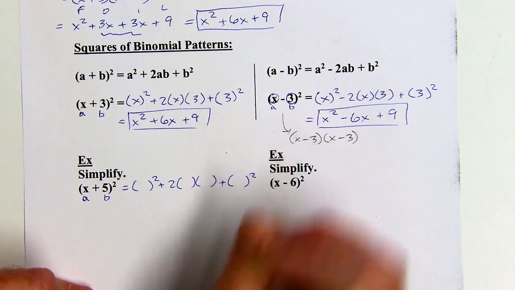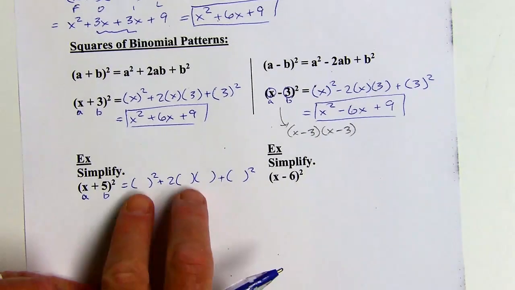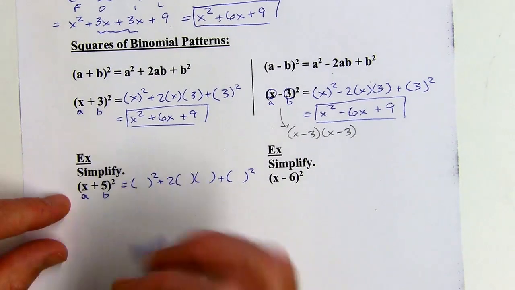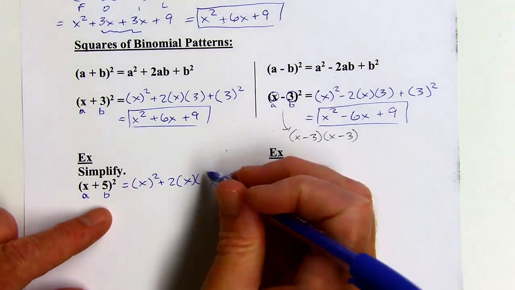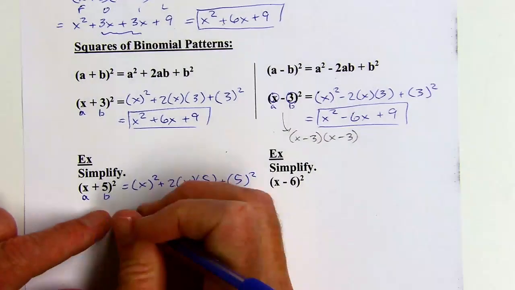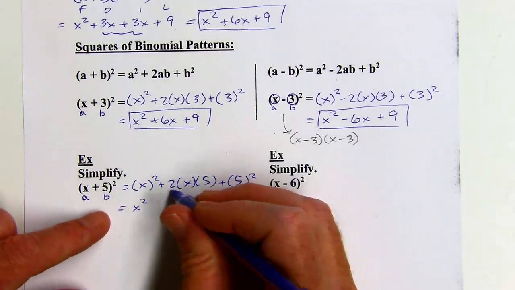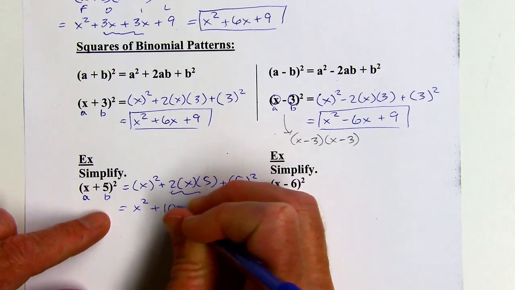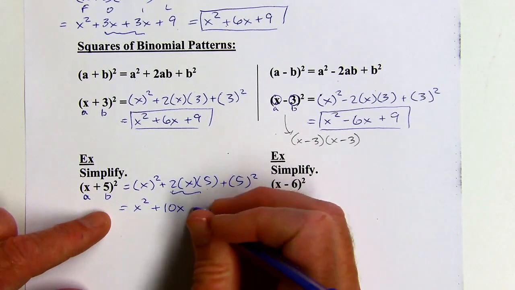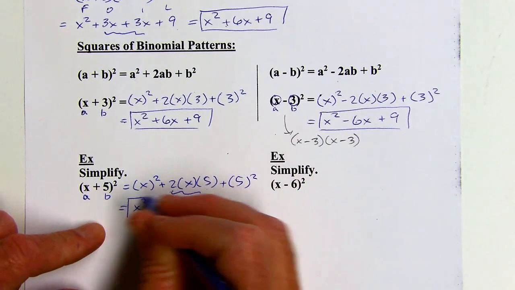I'm just putting blank parentheses anywhere there's an a or a b. So these are the a's, and that's going to be x here. And my b's are the 5, so that goes there and there. Okay, so this is just x squared, and then I'm multiplying all this together. That would be 2x times 5 is 10x. And 5 times 5 squared is 25.